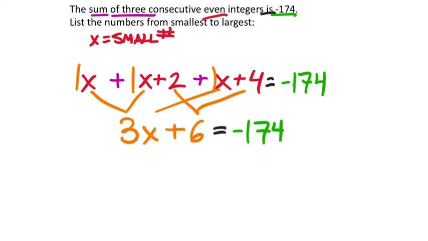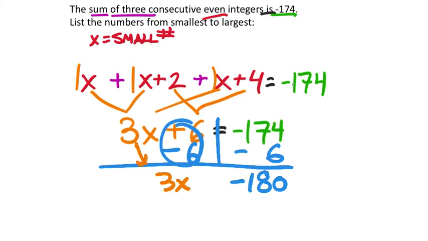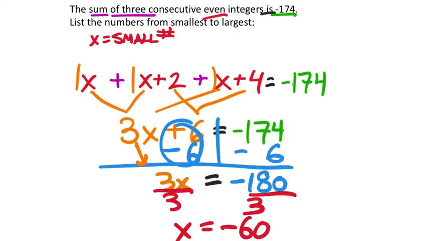Now, principles of equality means I need to subtract 6 from both sides. And yes, that is a negative, so we got to be careful on that too. Negative 174 minus 6 will be negative 180. I zeroed out my plus 6 there, but I will drop my 3x. So now, as of right now, 3x equals negative 180. Just divide both sides by the coefficient 3, and we're done. X equals negative 60, okay?